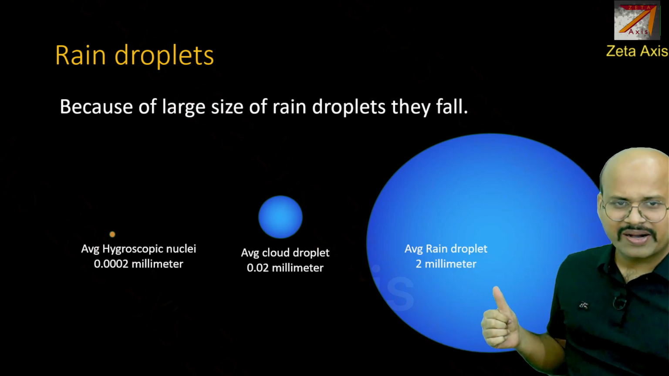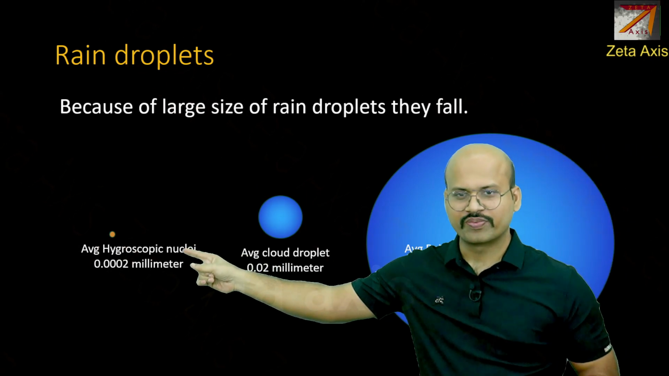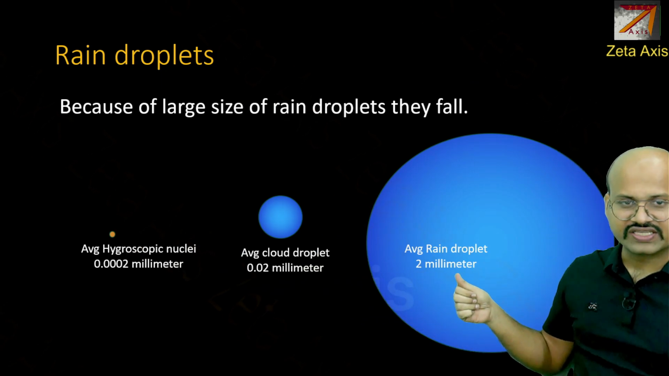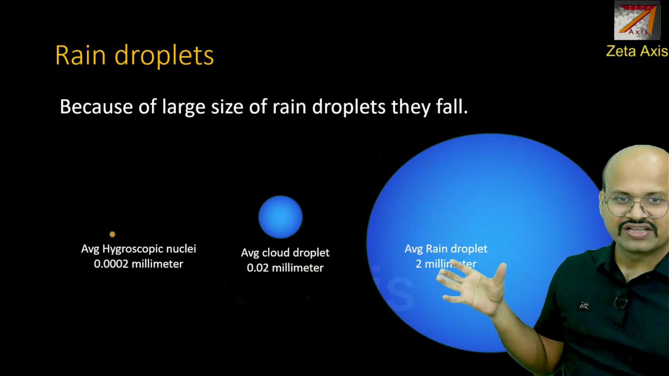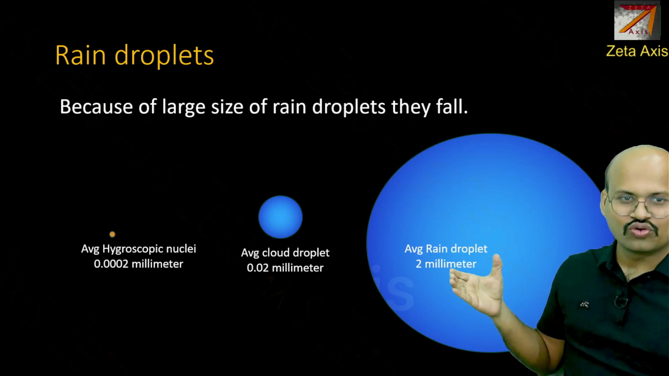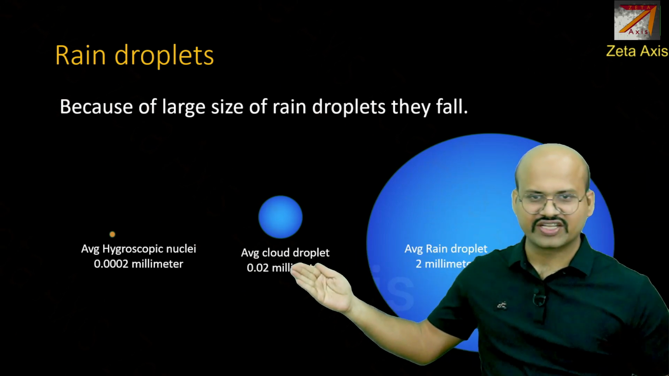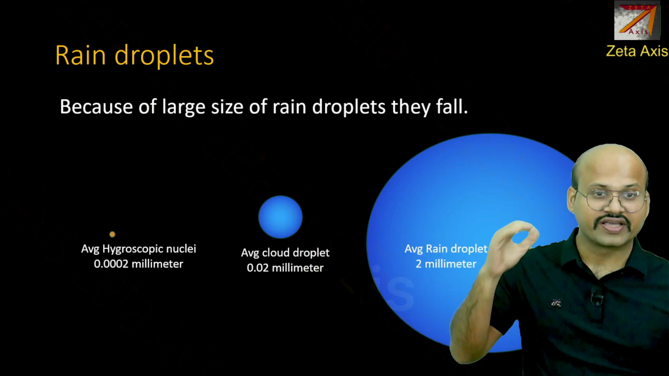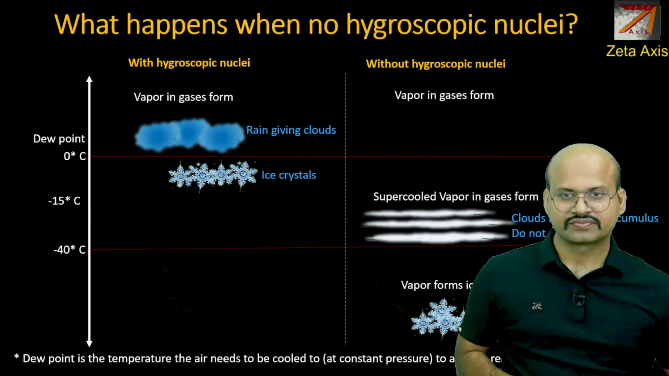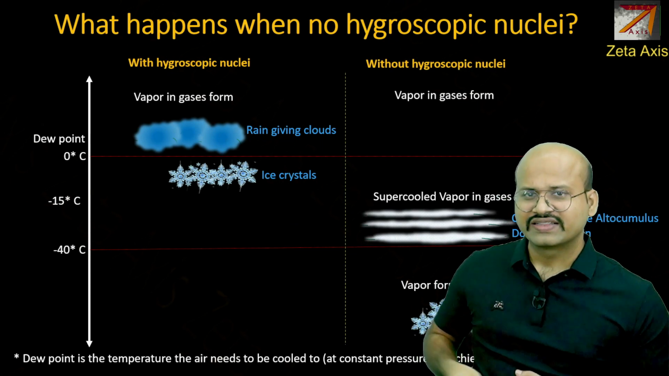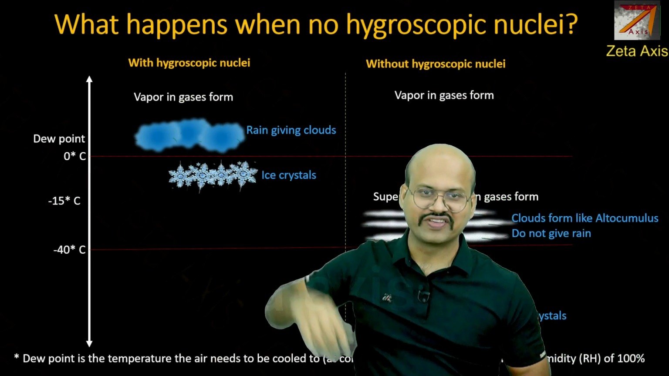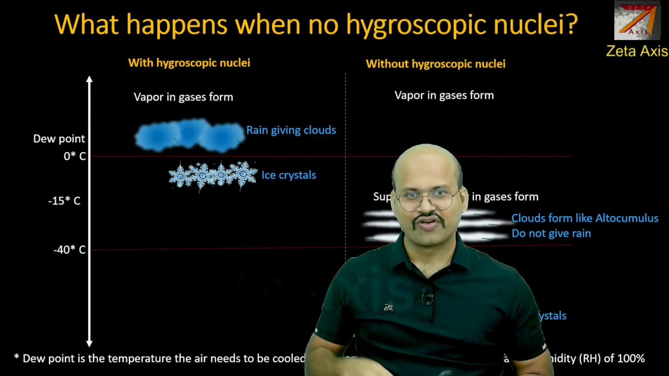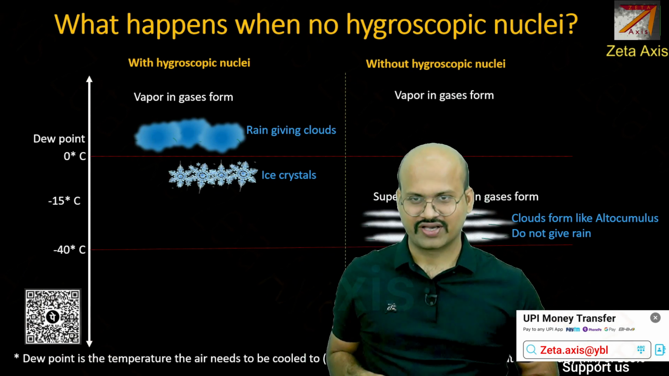Now here is a comparison of our hygroscopic nuclei, the average cloud droplet as well as the average rain droplet. So we can see that this is at least 100 to 1000 times larger than an average cloud droplet. And that is why this is heavier and that is why it falls back to the earth. Now we have discussed that there is a hygroscopic nuclei which is needed for condensation of the moisture. But what happens when there is no hygroscopic nuclei?